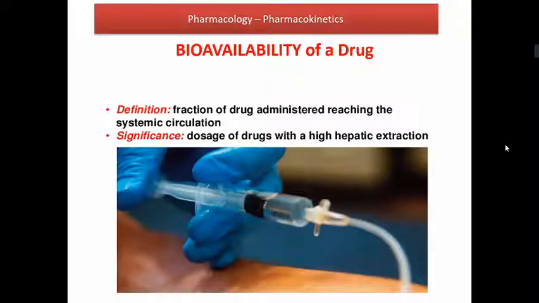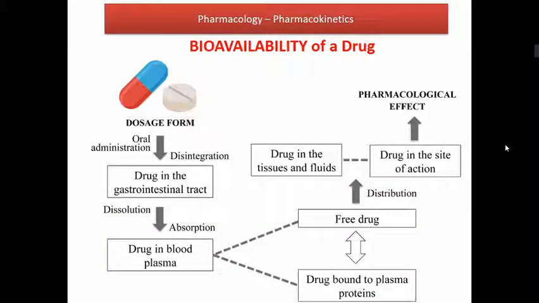Okay. Next concept related to pharmacokinetics is bioavailability of the drugs. So this simply means the fraction of drug administered reaching the systemic circulation. So the significance of this is the dosage of drugs with high hepatic extraction, especially if you give the drug to the patient through oral route. That's just like this example.